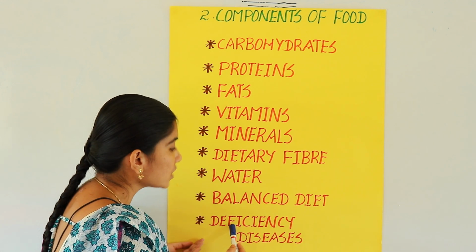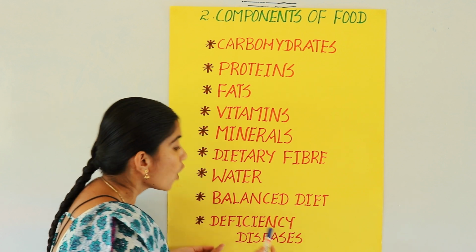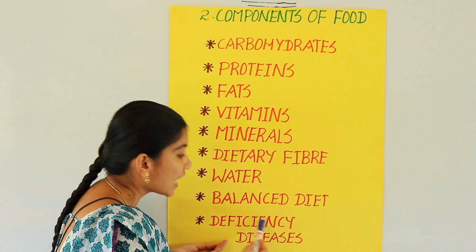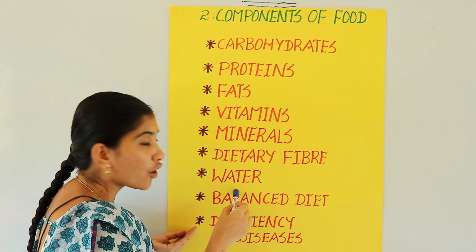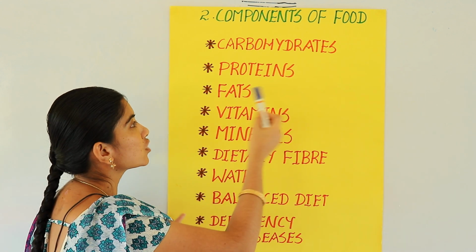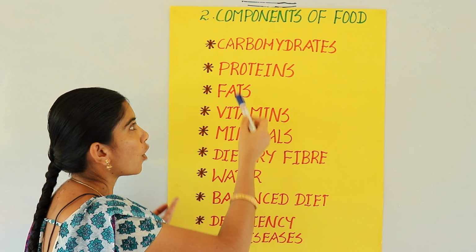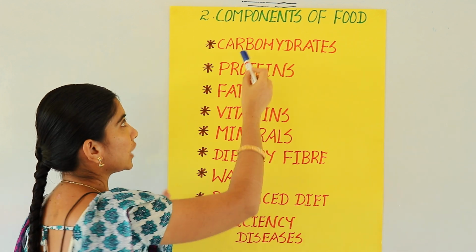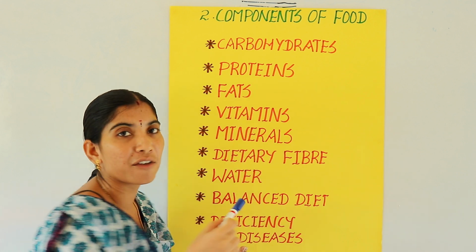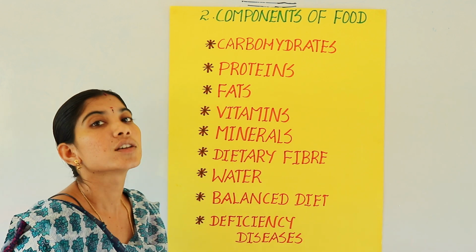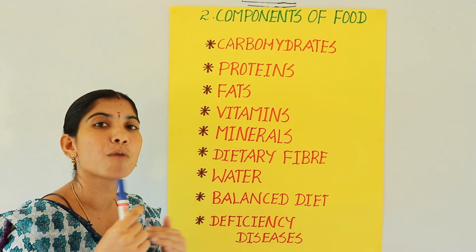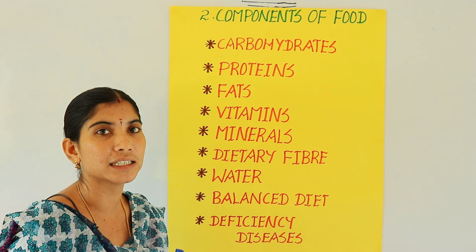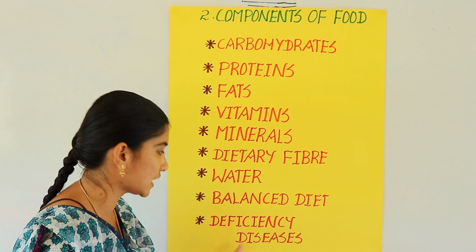The last one is deficiency diseases. What is meant by deficiency? Deficiency means the lack of any of these nutrients. If our food does not contain fat, vitamin or protein and contains only carbohydrate alone, we may get some diseases. That is called deficiency diseases. Lack of some nutrient leading to disease is called deficiency diseases.